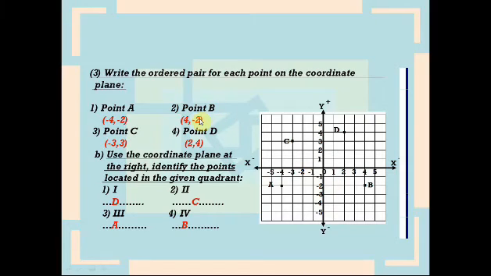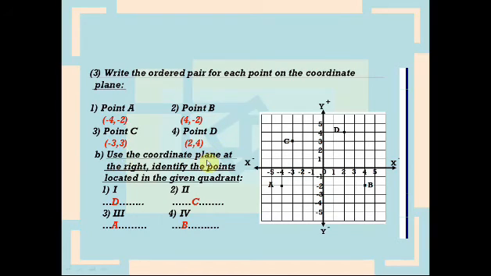Point C: x then y. x is -3 and y is 3. (-3, 3). Point D: also x then y. x is 2 and y is 4. (2, 4).